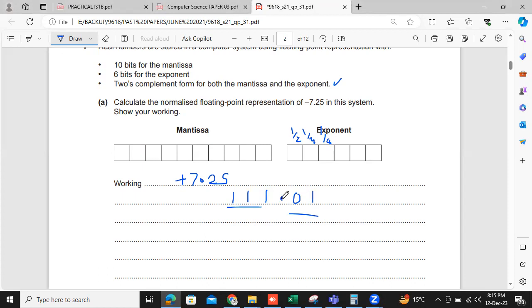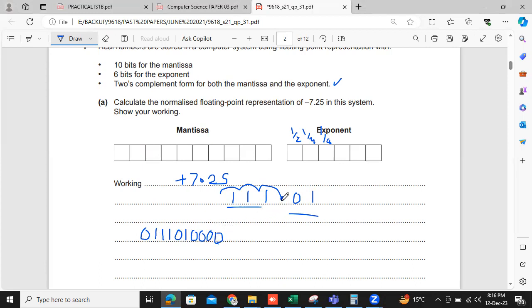So I'll shift this towards the left-hand side: 1, 2, 3. If I do so, I'll end up with 0, 1, 1, 1, 0, 1. How many do I have? I have 10: 1, 2, 3, 4, 5, 6, 7, 8, 9, 10. So that's how you make the mantissa.